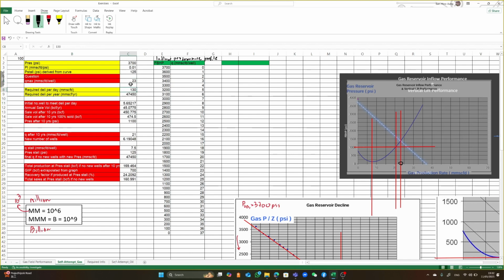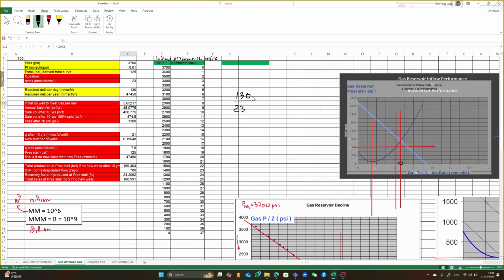So we need to calculate how many wells per day are needed to deliver this amount, right? We have the maximum production rate, which is 23. If we divide this 130 by 23, it will give us the number of wells that we need. I will show you. Let me go back to the pen. So this 130 divided by 23. Why do we do that?